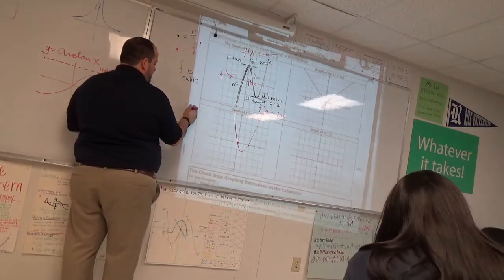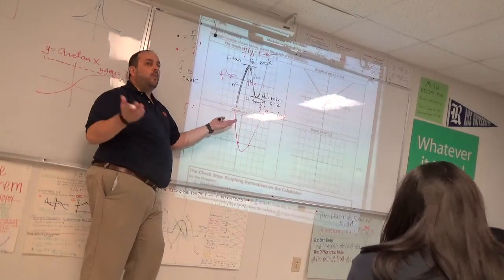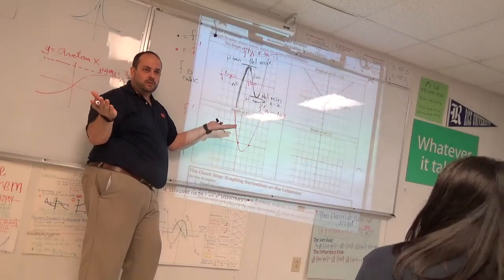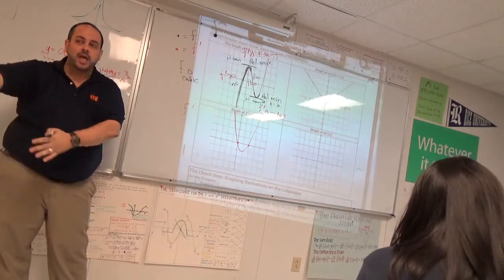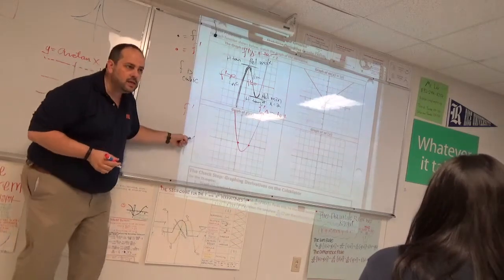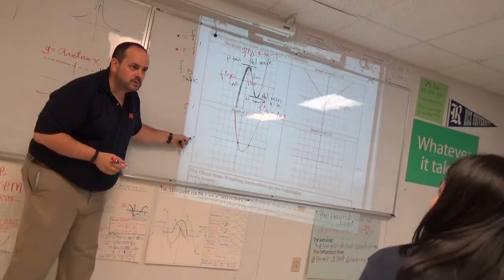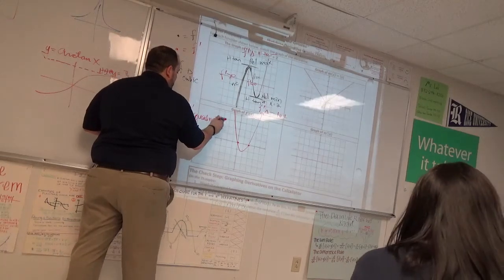Down here, f prime? It's quadratic. What happens with the power rule? You bring the power down and then reduce the power. We went from degree 3 to degree 2. Boom! Love it. F prime is quadratic.